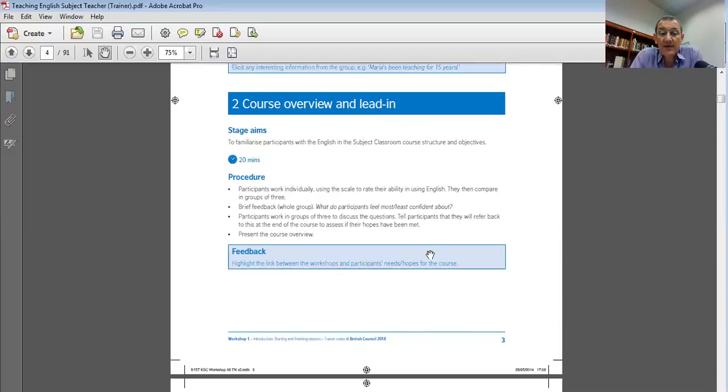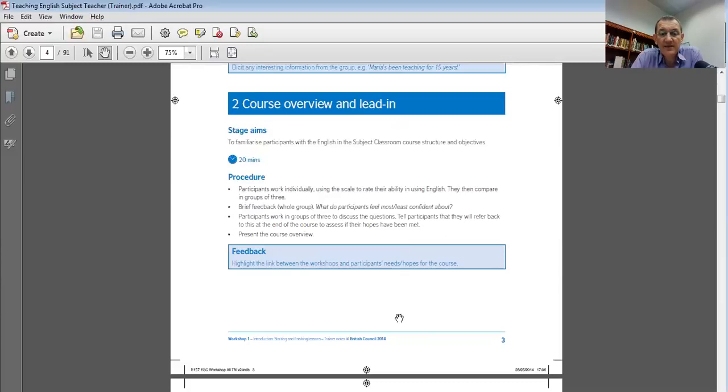The next step is a brief feedback, the whole group. It's not necessary to get feedback from every participant. It needs to be brief. You don't want to spend too much time on this, just to get a sample of 2, maximum 3 people, feedback from 3 people.